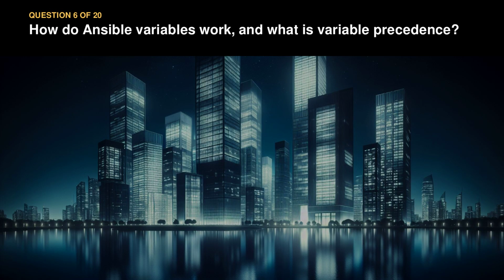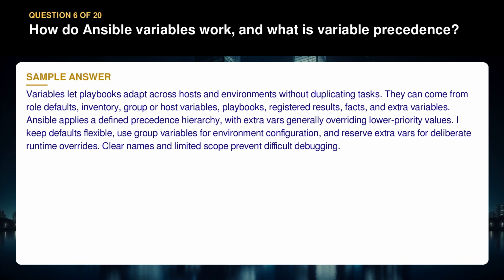Question 6. How do Ansible variables work, and what is variable precedence? Variables let playbooks adapt across hosts and environments without duplicating tasks. They can come from role defaults, inventory, group or host variables, playbooks, registered results, facts, and extra variables. Ansible applies a defined precedence hierarchy, with extra vars generally overriding lower priority values. I keep defaults flexible, use group variables for environment configuration, and reserve extra vars for deliberate runtime overrides. Clear names and limited scope prevent difficult debugging.